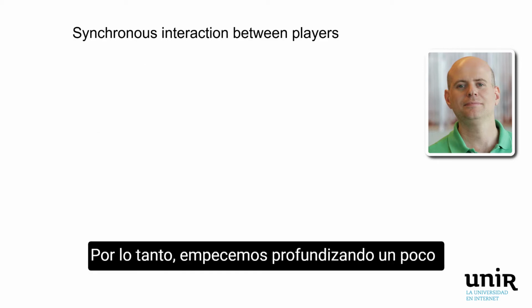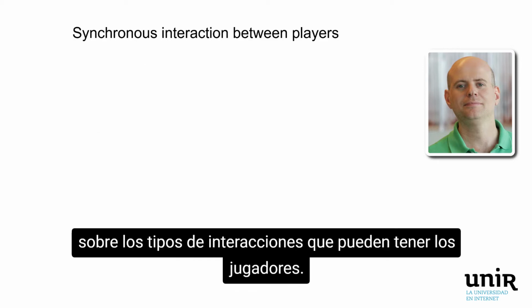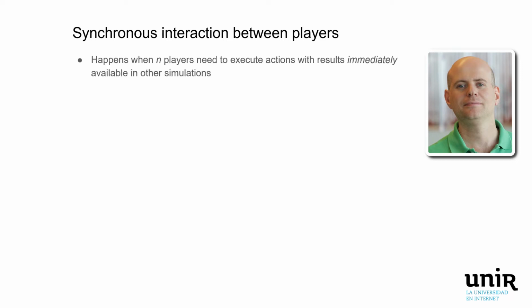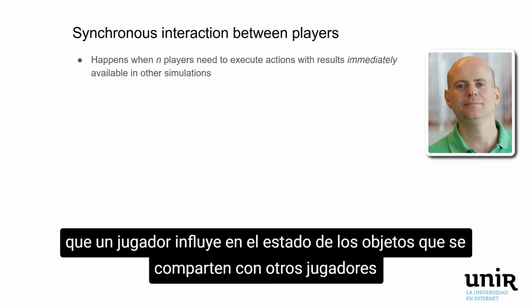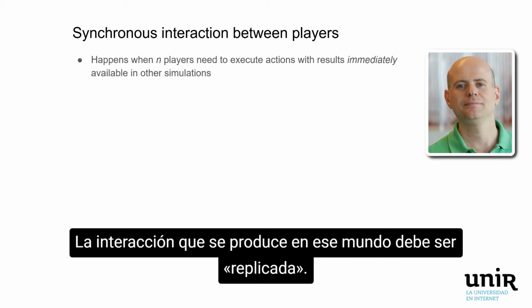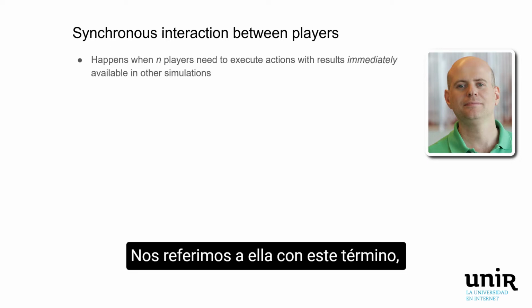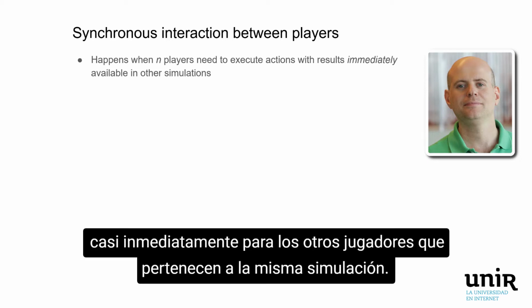Okay? So let's just start getting a little bit more in depth about what are the types of interactions that players can have. In synchronous interaction, what happens is that a player is influencing the state of objects which are shared with other players. The interaction that he brings to the world needs to be near immediately replicated, this is the term that we use, to other players which belong to the same simulation.